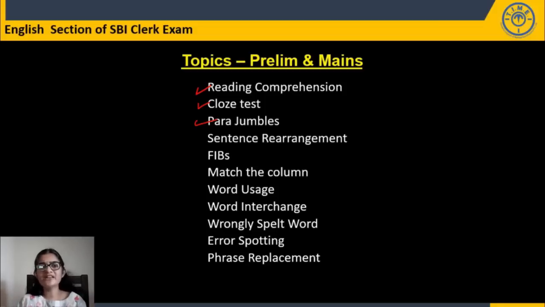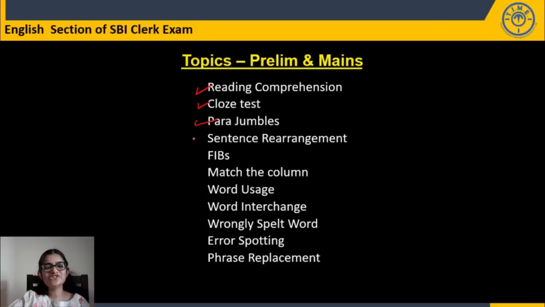you can form a paragraph in any order. The person who is listening to you or who is reading what you have written will more or less be able to grasp the idea. But then, unless your communication is logical, it is not going to convey the right meaning. So, para jumbles. Then there is sentence rearrangement.